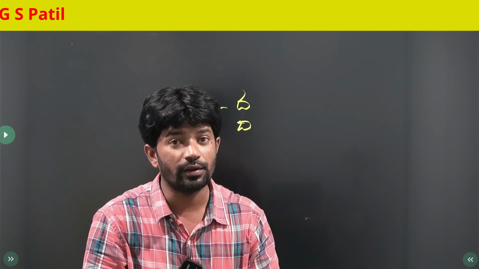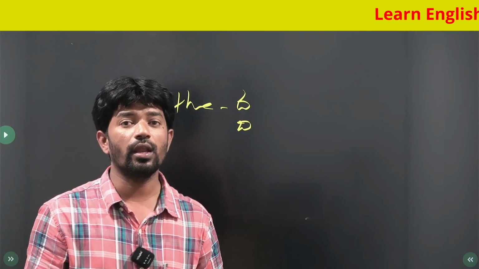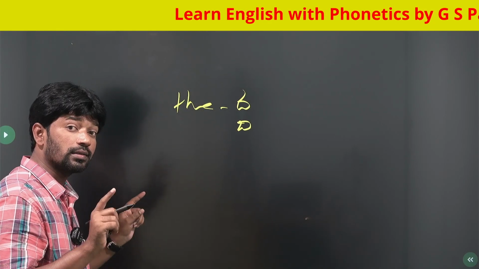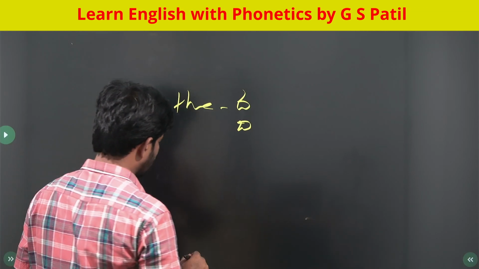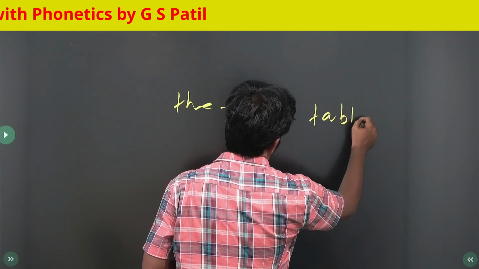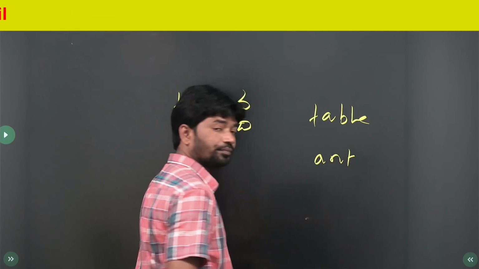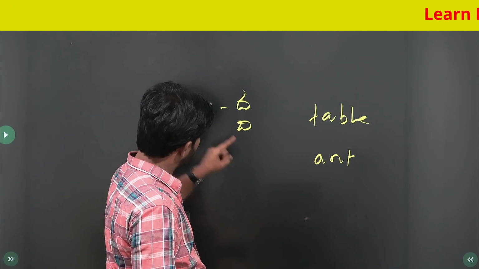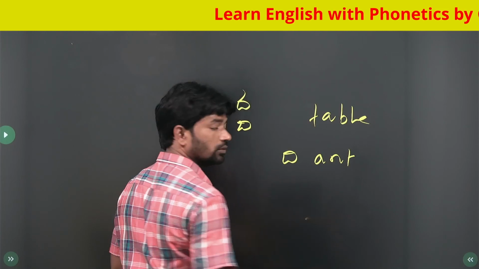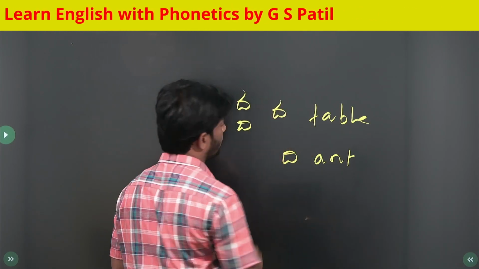But if you know phonetics, then you come to know when people say "thuh" and when we should say "thee", right? So I'll tell you why it is "thuh" and "thee". If you take an example, this is a table, right? And here it is an "and". If there is this word before this, we say "thuh". And if there is this word before this, we say "thee".